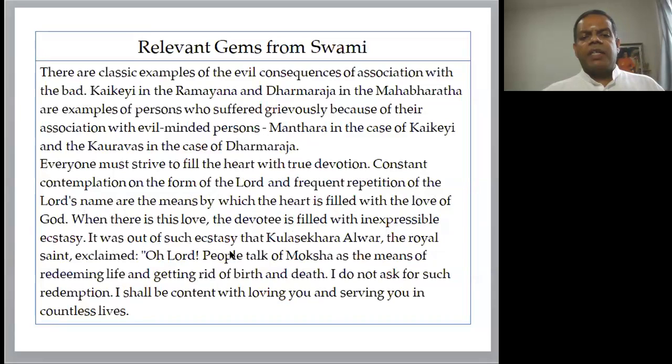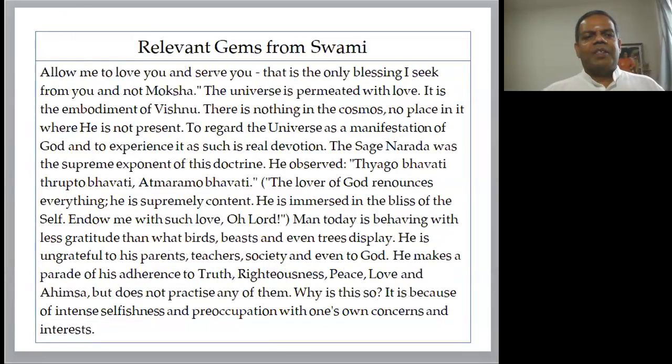It was out of such ecstasy that Kulasekara Alvar, the royal saint, exclaimed, "O Lord, people talk of moksha as the means of redeeming life and getting rid of birth and death. I do not ask for such redemption. I shall be content with loving you and serving you in countless lives. Allow me to love you and serve you. That is the only blessing I seek from you, and not moksha."